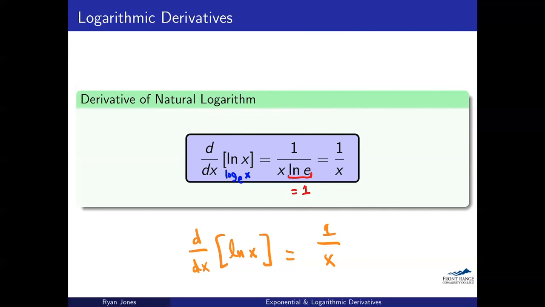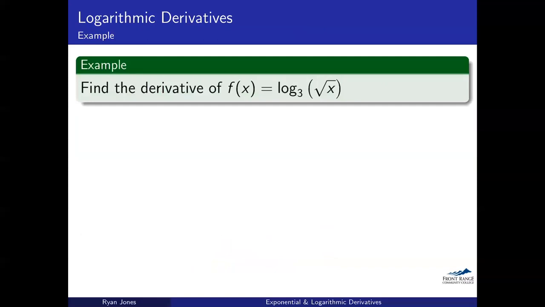So let's go ahead and do an example here. We're going to stick general. We're going to have a base of 3, and we're going to have log base 3 of square root of x. Again, we're going to have to use the chain rule here. I have an inner and an outer function, right? This inner part here, this square root of x, is more complicated than just a regular plain old x. So I'm going to have to deal with that inner function in the chain rule sense. So let's go ahead and say v is my inner function and u is my outer function.